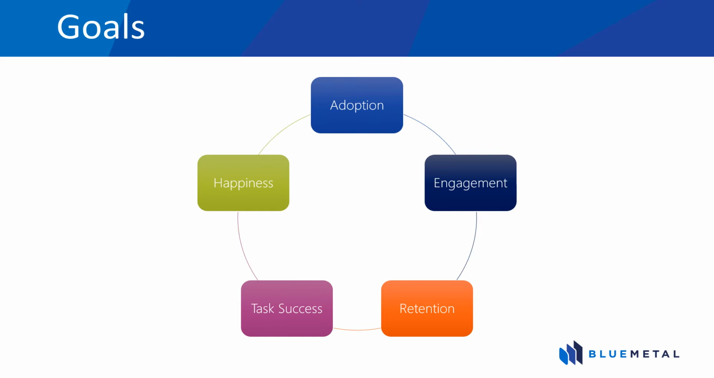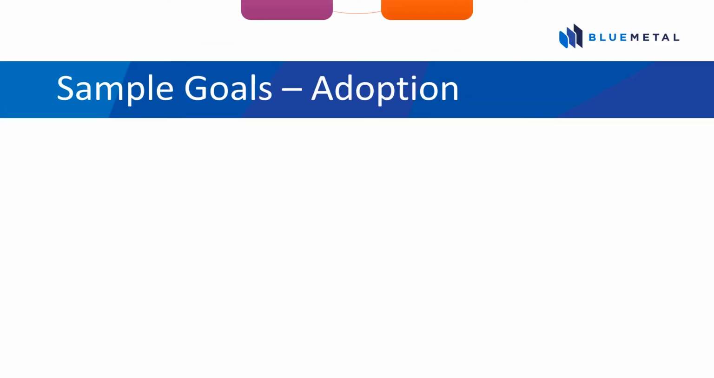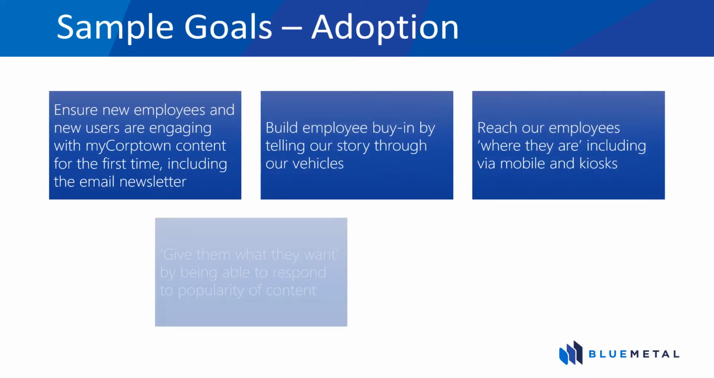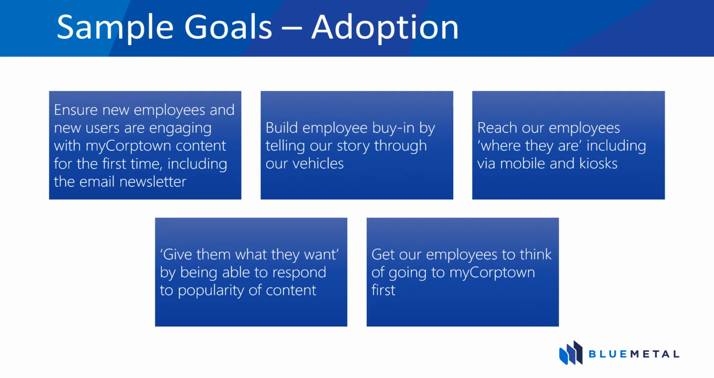And here we've got 5 categories and they all interrelate. Start off with adoption. We've got engagement, retention, task success, and happiness. Let's look at some sample goals that relate to the adoption category. These are actual goals from the actual requirements that came out of the engagement. And we got 5 of these examples here.